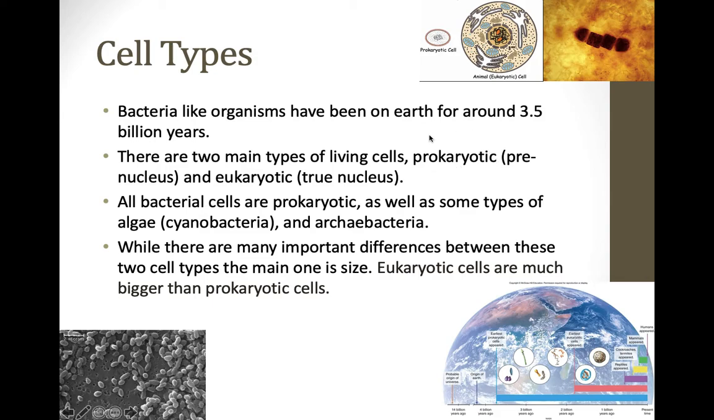So this is one type of cell. And the other type of cell is a eukaryotic cell. Eu meaning true, karyotic meaning nucleus. So a true nucleus, a cell that has a true nucleus. So if you look up here, this is a prokaryotic cell. This is a eukaryotic cell.